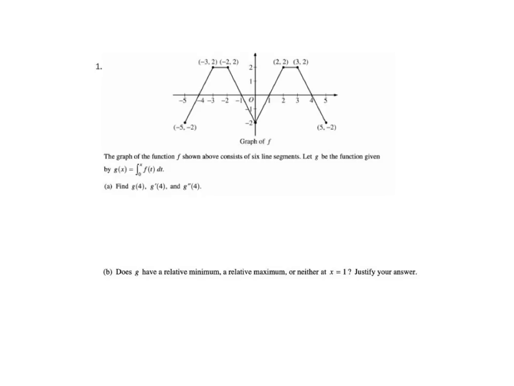So for number 1, we're given a graph of f, and it's always a good idea to note which graph you're looking at. And you're given here a definition for g. And so the very first part of A wants us to find g at 4. And we see that g at 4 is going to be equal to the integral from 0 to 4 of f at t dt.